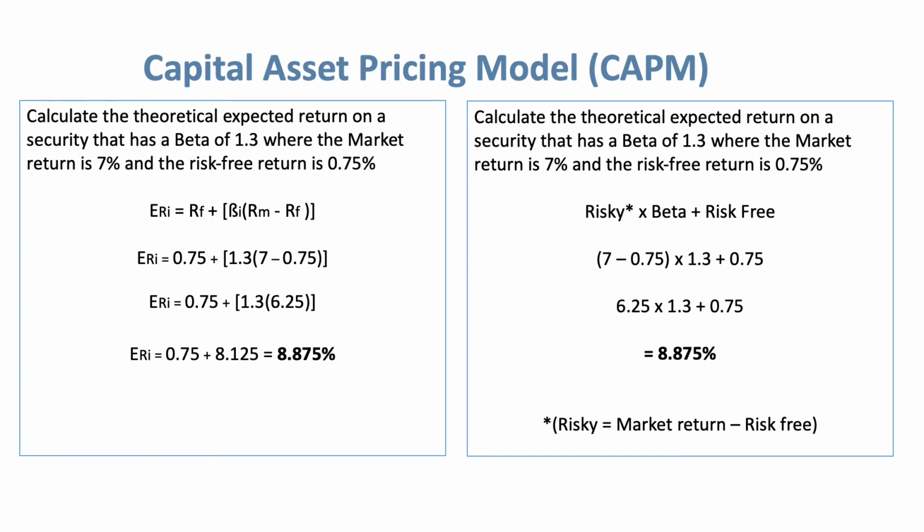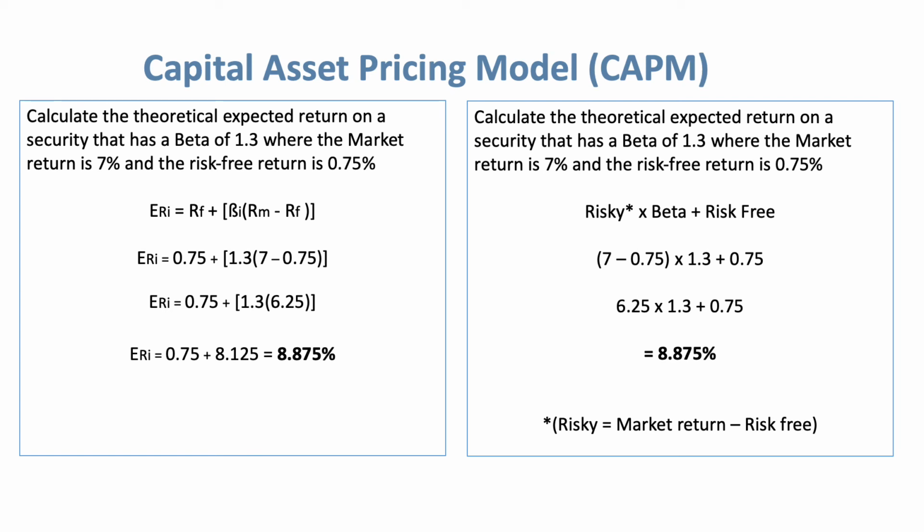We will adjust the 6.25 up because our investment is more risky than the market. 0.3 riskier actually, which we know is 30%. So if we multiply 1.3 by 6.25 we will get 8.125, add back in the 0.75 for the two elements of return, we get 8.875. So the theoretical expected return of this particular investment is 8.875%.